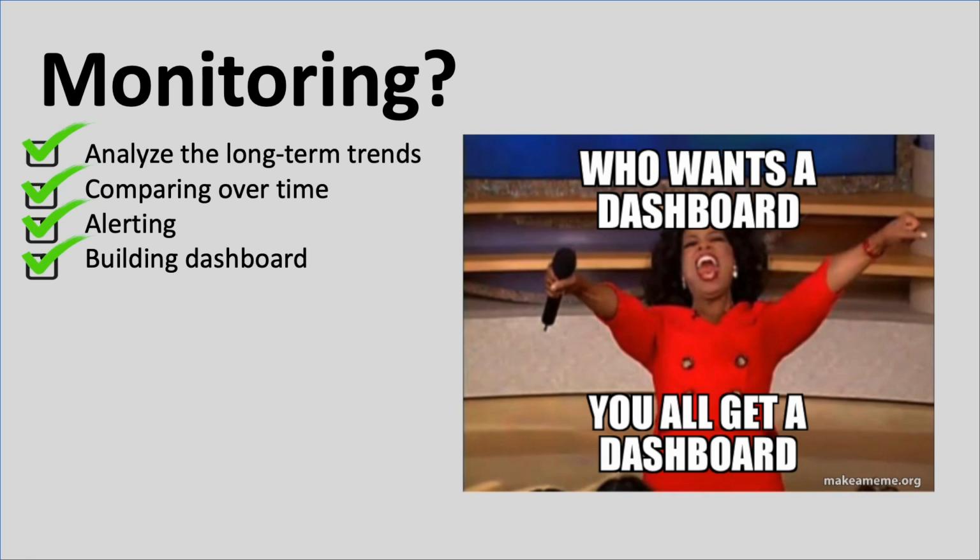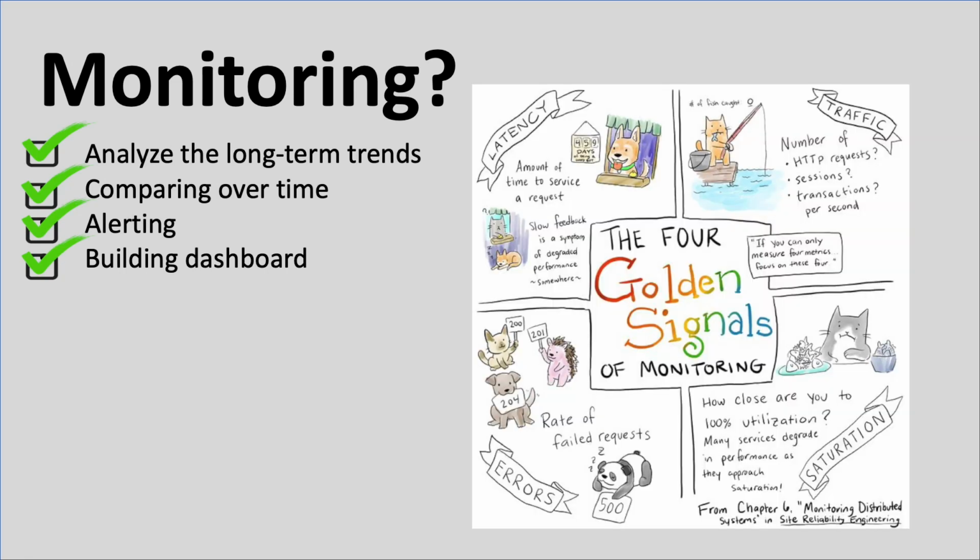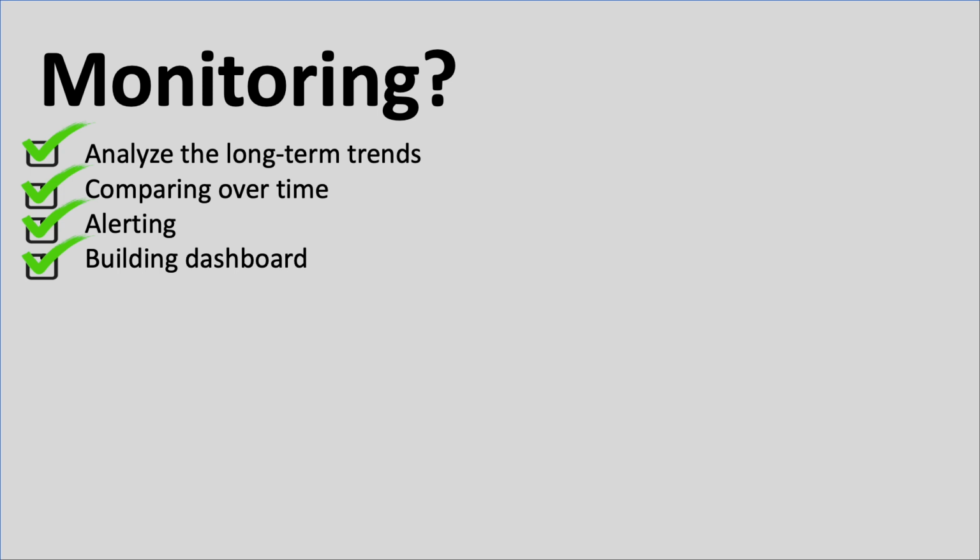There is a concept called the 4 golden signals, which gives you simple ideas of how to make your system healthier and maintain high performance. I highly recommend going to the link to see what the 4 golden signals are. So in conclusion, monitoring is made for achieving the trend, comparison, alert, and visualization. Well, how do you achieve this?